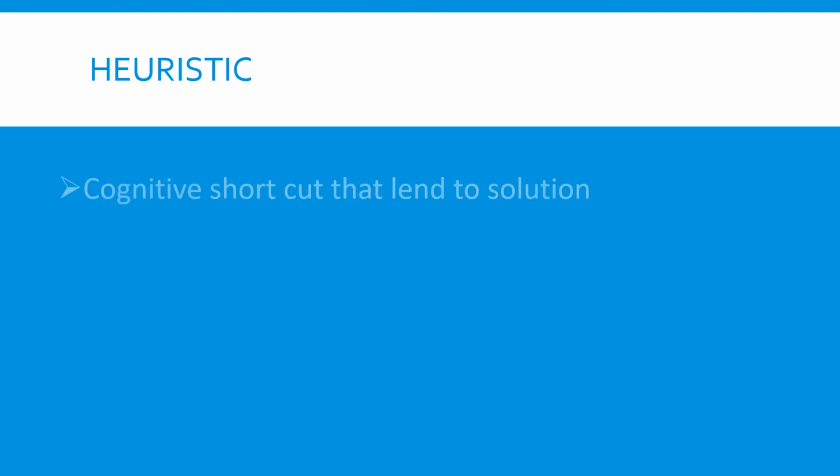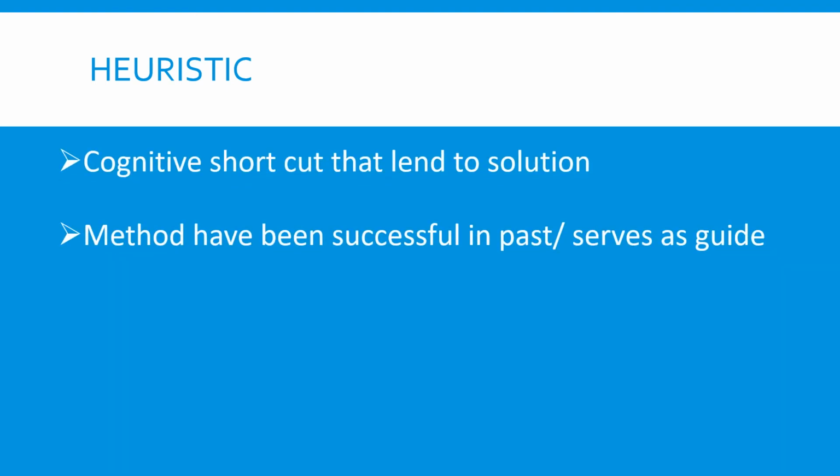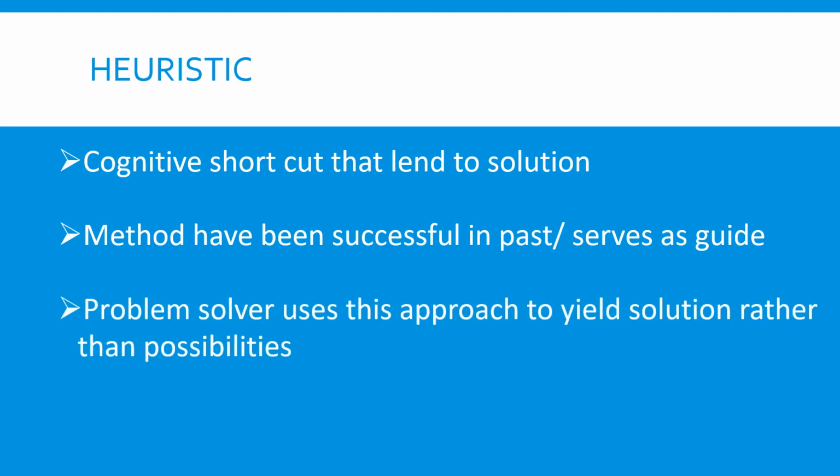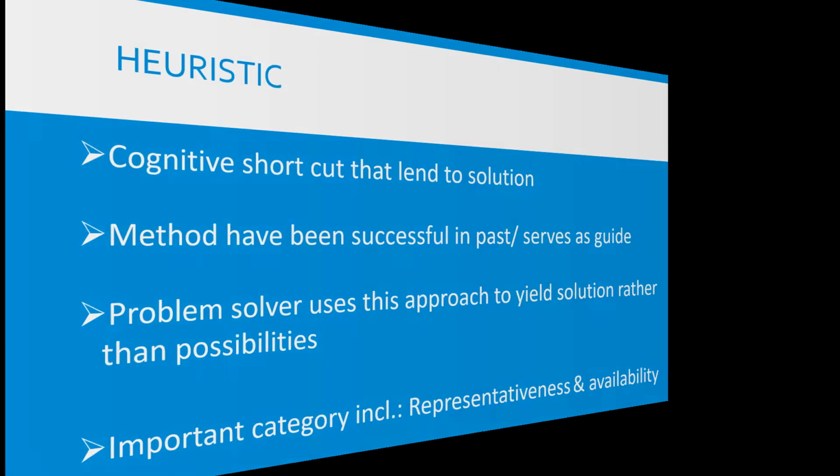Next we have heuristics. It is a cognitive shortcut that leads to a solution. It is a method that has been successful in the past and serves as a guide. The problem solver uses this approach to yield a solution rather than exploring all possibilities. Important categories include representativeness and availability.